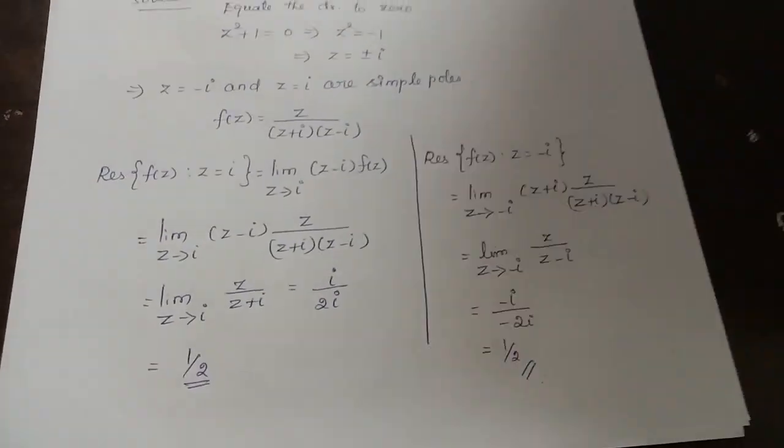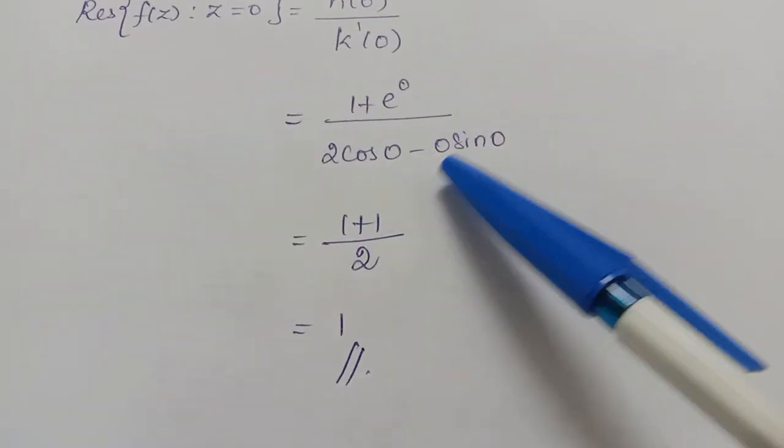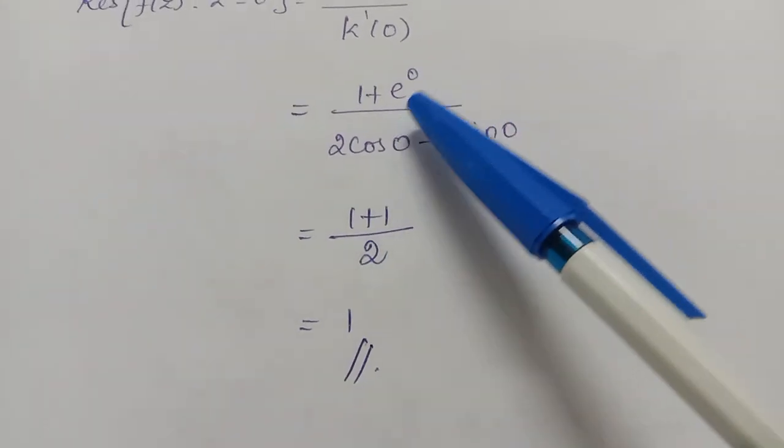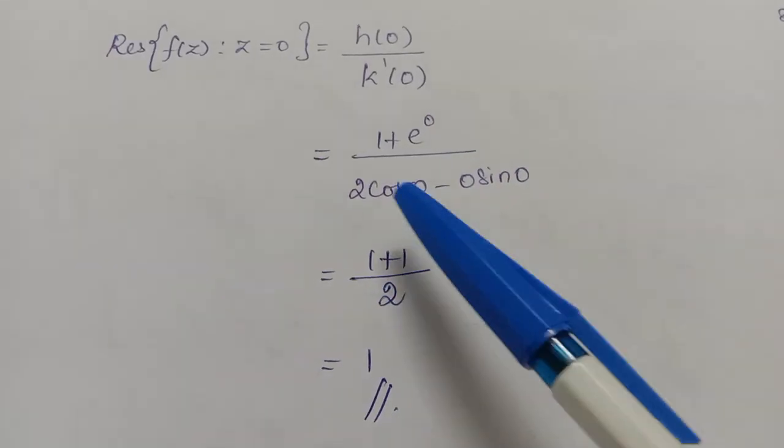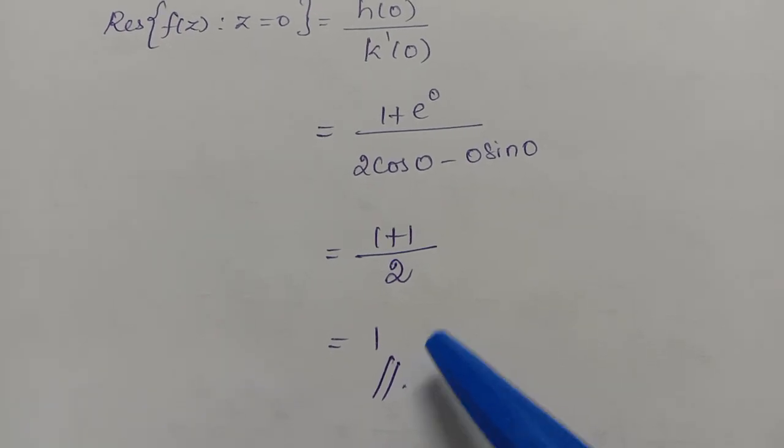Okay, so what is the formula for residue? h of 0 by k dash of 0. So 1 plus e power 0 by 2 cos 0 minus 0 sin 0. e power 0 is 1. So 1 plus 1, 2 by 2. 2 by 2 equal to what? 1. So this is the residue of f of z at z equal to 0.